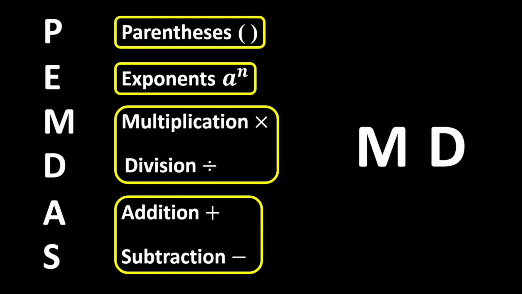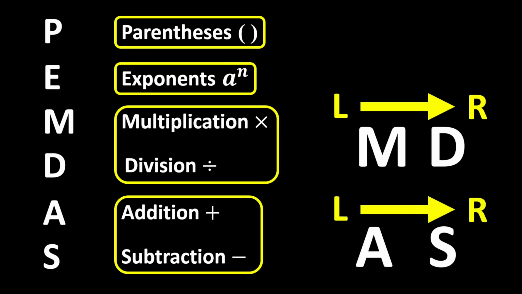Therefore, in any expression that contains both multiplication and division, we move from left to right and perform whichever operation appears first. Then we perform the remaining operation. This same rule also applies to addition and subtraction. With that explained, let's solve the problem from the beginning of the video.